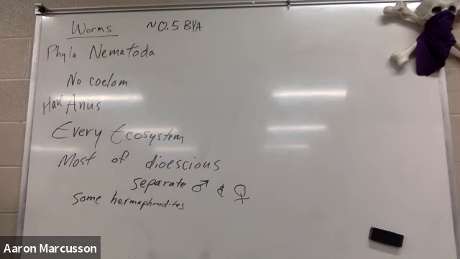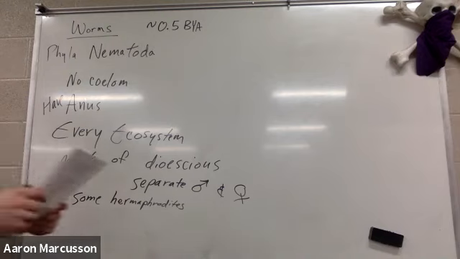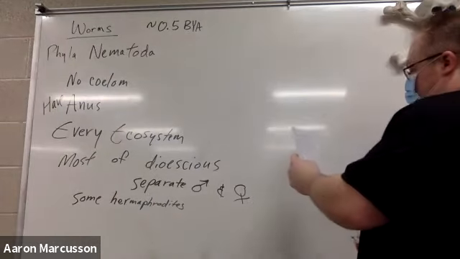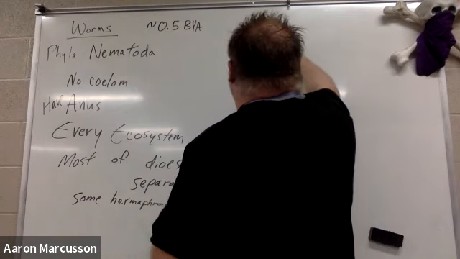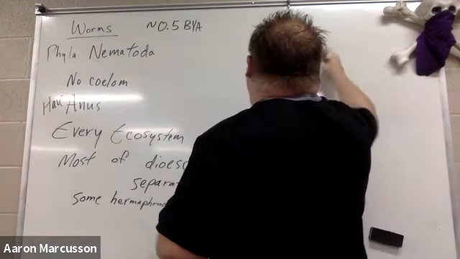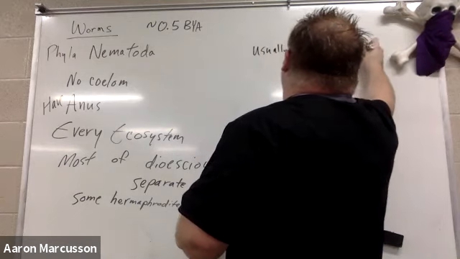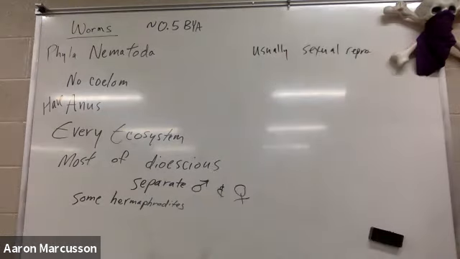If you haven't noticed with zoology and the different phyla, a lot of times it's like this is the rule and here's the exception. Worms are no different. This is the way most of them are in this phylum. They're all related enough to be in the same phylum, which doesn't even mean they're terribly closely related. But there's always that one weirdo that's going to be different than everybody else. They are usually sexual reproduction, but again, not always.